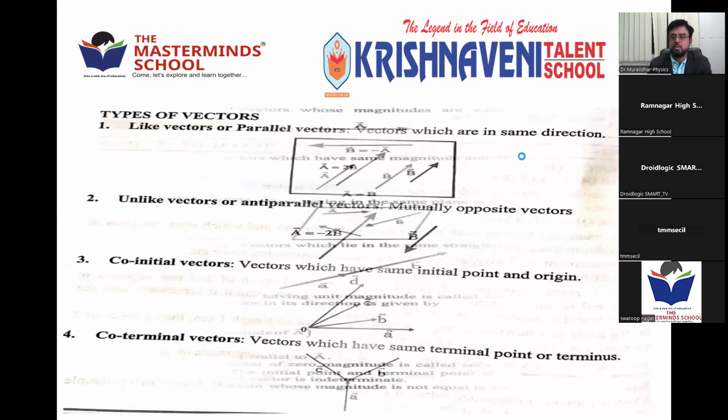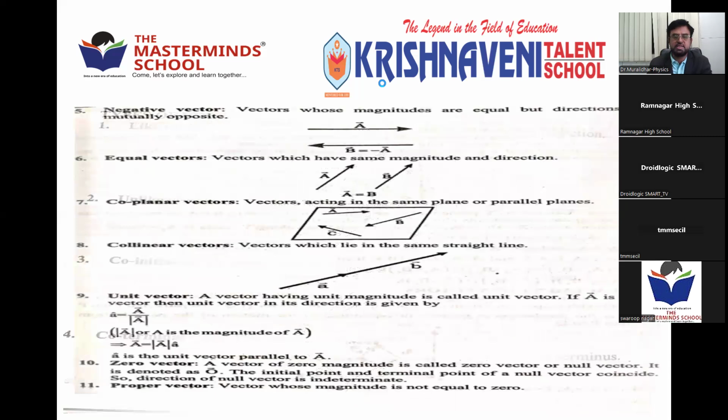Okay. So next, many more are there. You can see here the negative vector, I already told you. Those whose magnitudes are equal: the length is the same for both. Magnitude means the length, this arrow part. The magnitude is the same for both, but the directions are different. Such vectors are called negative vectors.